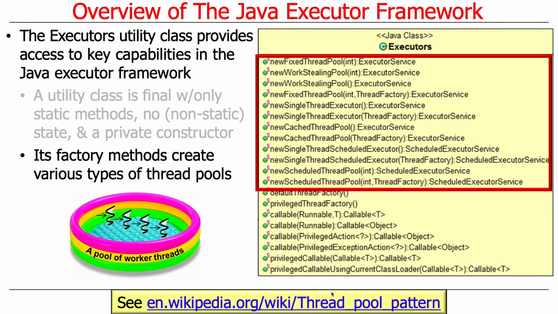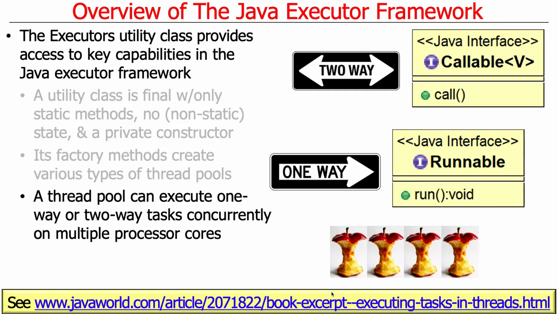And the next assignment is all about thread pools, as you can imagine. What is a thread pool? We'll talk a lot about thread pools in just a second, but at a high level, it's a pool of threads, as the name implies, that can be used to execute one-way or two-way tasks concurrently on multiple processor cores. And we'll talk in a moment about what a one-way task is. They use Runnables. We'll talk in a moment about what two-way tasks are. They use Callables.